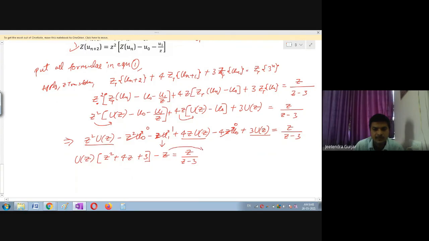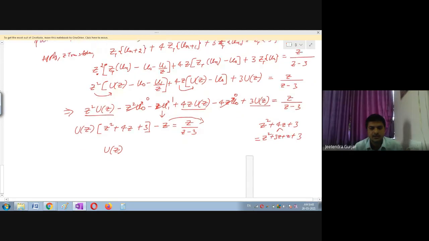So minus Z I will bring this side, therefore this will be equal to u of Z, and also please find what is this Z square plus 4Z plus 3. I will just split this one. This is Z square, and I will split 4Z into 3Z plus Z, plus 3. So we can just split this, students.